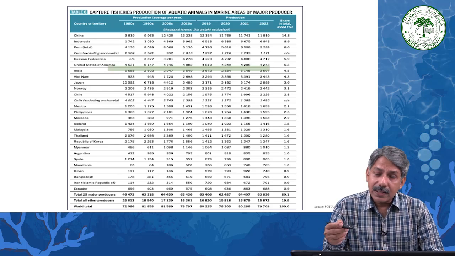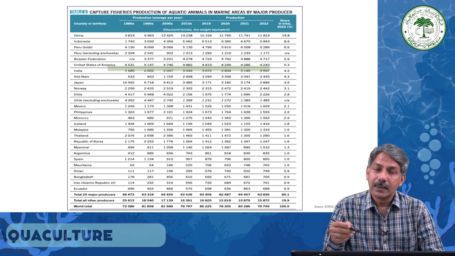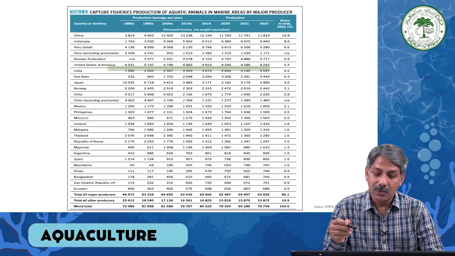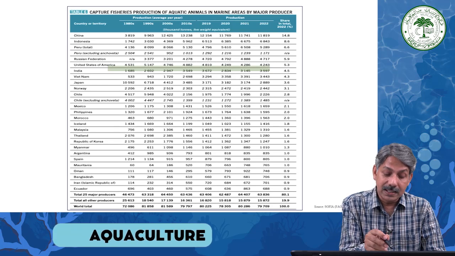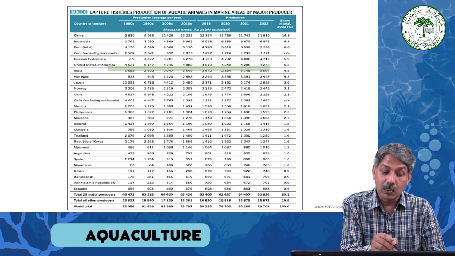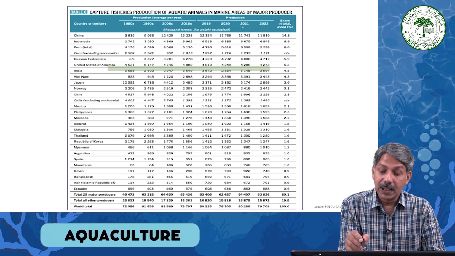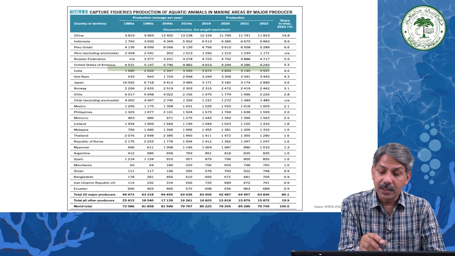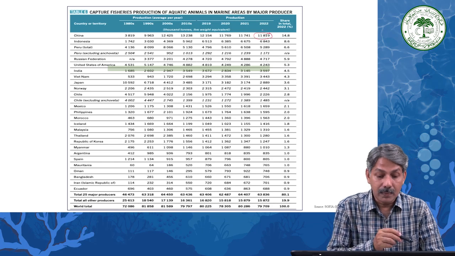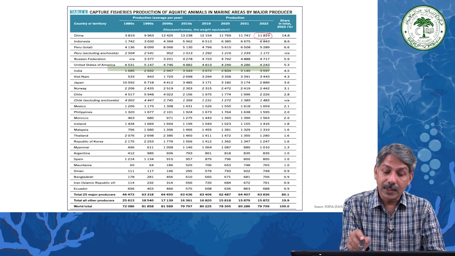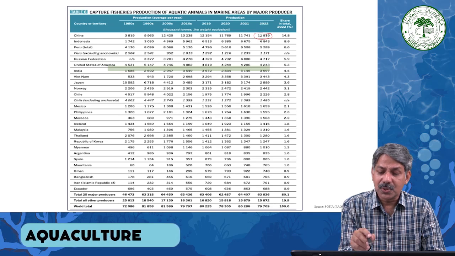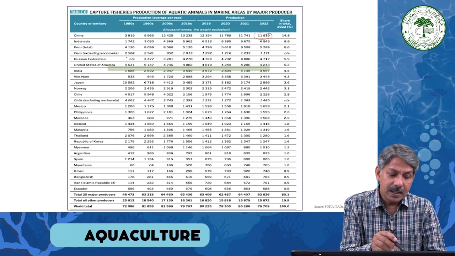In capture fisheries production, we still have a lot of scope. If we take care of the sustainable exploitation of the fishery resources from our marine environment, we can show good growth. Here you can see that China in the 1980s was having only 3,819,000 tons, they have shown it in 1,000 tons, and now it is having 11,819,000 tons. They have shown quite good growth, but after 2019 or so, the growth is almost stagnated.